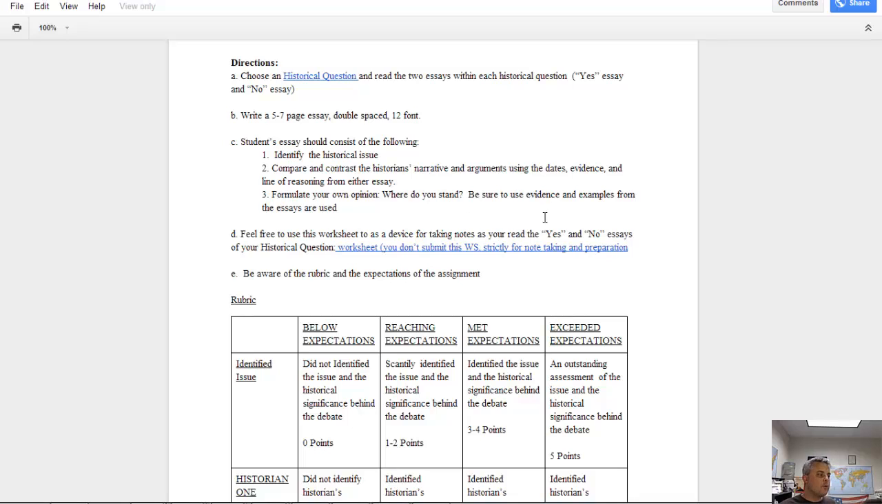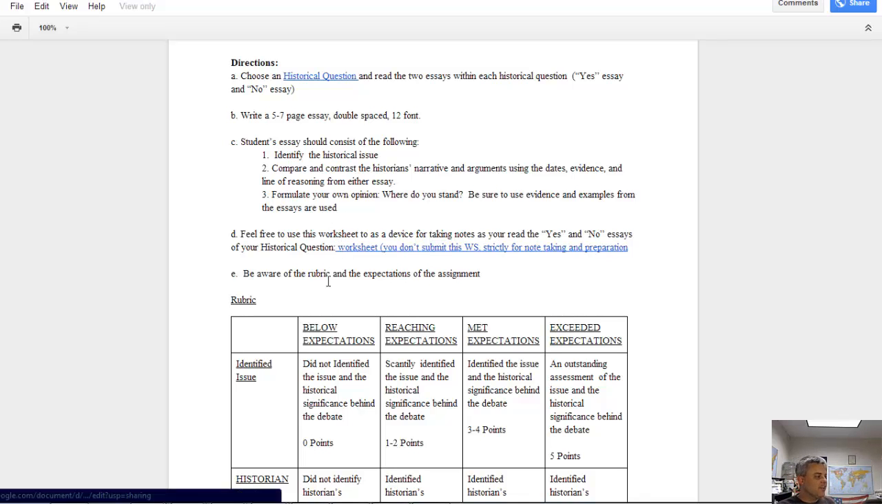And then you want to formulate your own opinion, your own educated opinion. And so where do you stand? Be sure to use evidence and examples from the essay that you're using. Right? You don't want to just say, I believe this, and then period. I mean, you could say that, but you probably wouldn't get a very good grade if you did that. So you want to back it up.